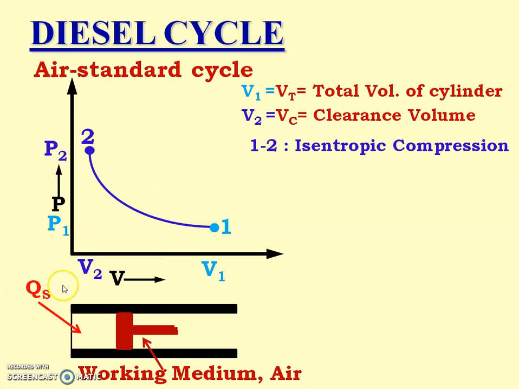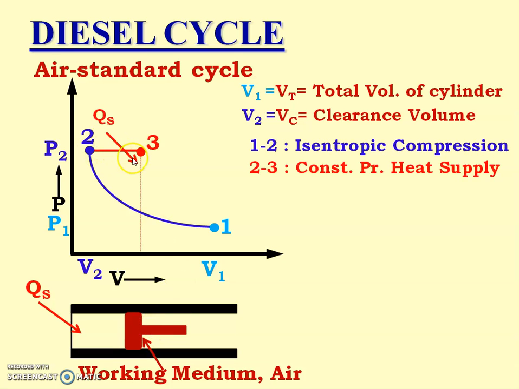Now heat is supplied to the working medium, and as the heat is supplied, the piston moves somewhat to the right hand side, keeping the pressure of air constant. So it is a constant pressure heat supply process. So 2 to 3 is the constant pressure heat supply process, and it is drawn horizontally on the PV diagram. So 2 to 3, and heat is supplied. At point 3, pressure is the same as P2 and volume is V3.